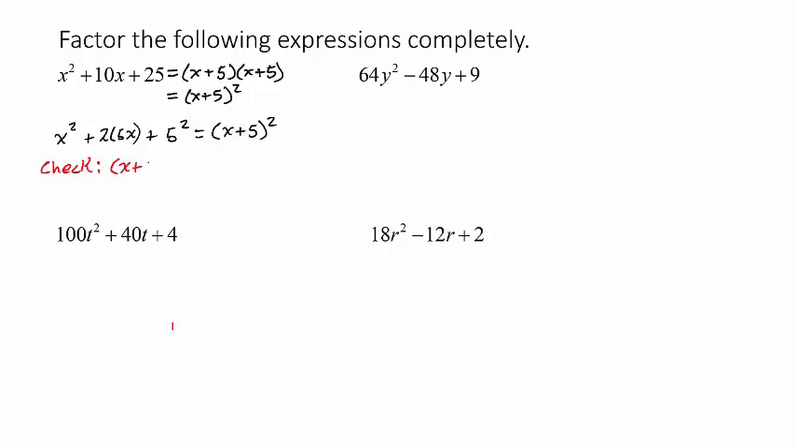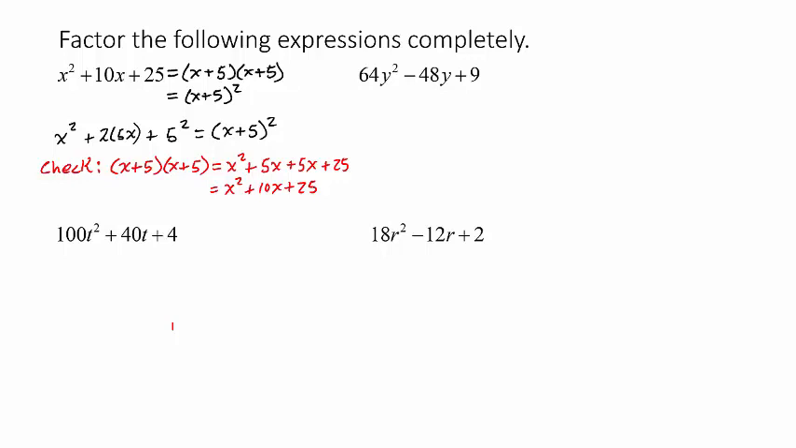So x plus 5 times x plus 5. FOIL it. x squared. x times 5 is 5x. 5 times x is 5x. 5 times 5 is 25. So we have x squared, 5x and 5x is 10x, plus 25. Very nice. Okay, easy peasy. All right, so like I said, depending on the cases that you have, noticing that you have a perfect square trinomial can be really useful.